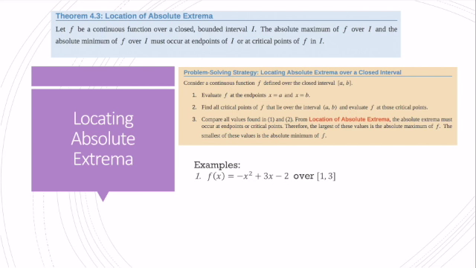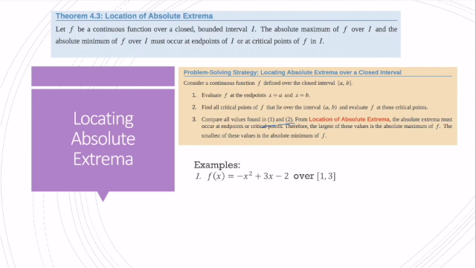So we need to evaluate f at the endpoints x equals a and x equals b. We need to find all critical points of f that lie in that interval, and then we need to compare the values found in parts 1 and 2, and then the absolute extrema must occur at the endpoints or critical points. So the largest of these values will be the max, and the smallest will be the min.